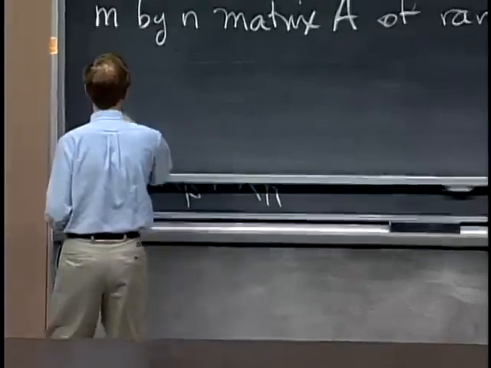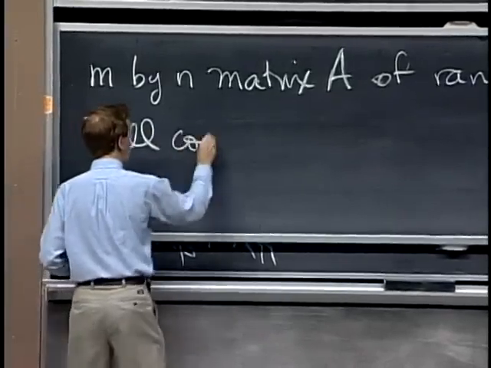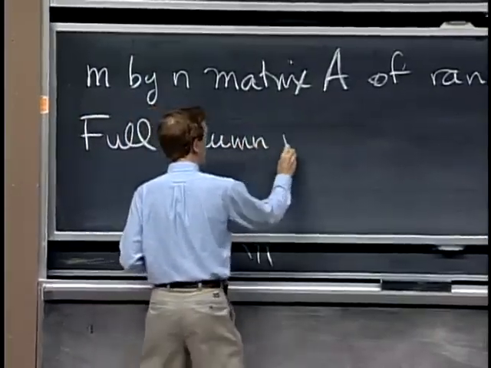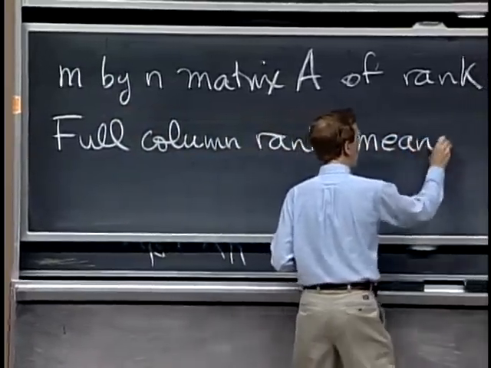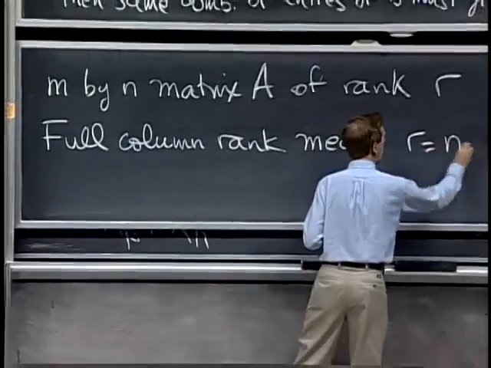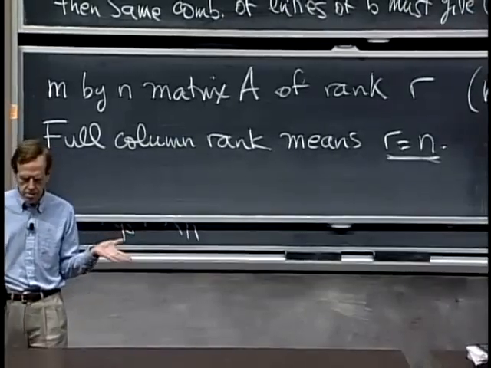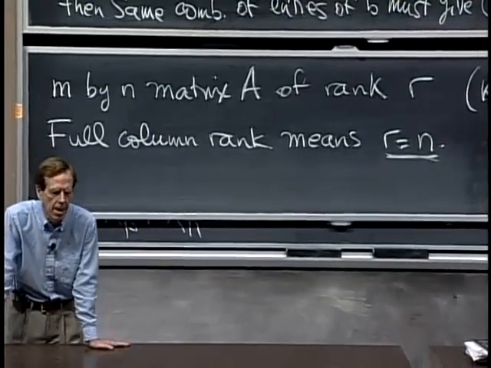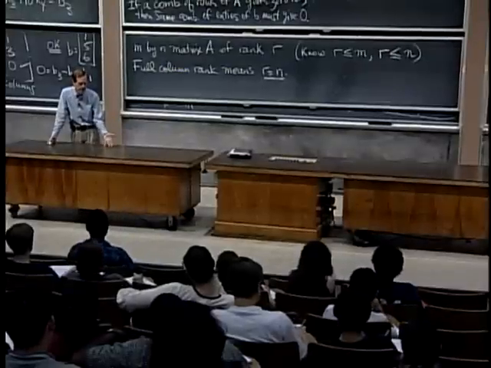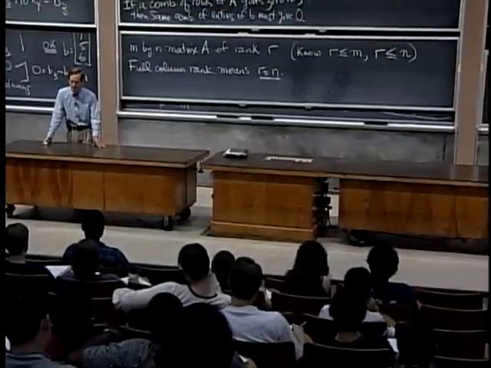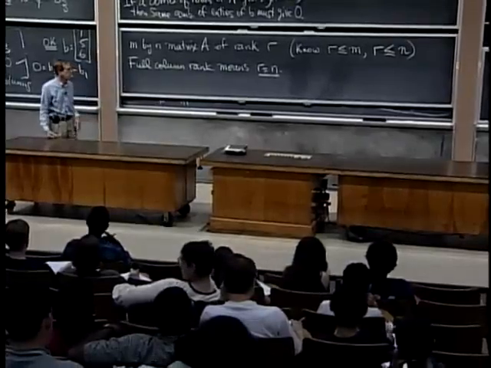So let me talk about the case of full column rank. And by that I mean R equal n. And I want to ask you, what does that imply about our solutions? What does that tell us about the null space? What does that tell us about the complete solution?